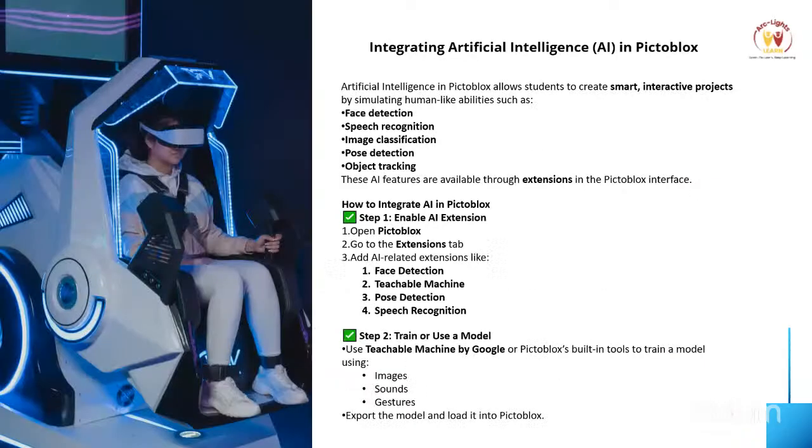I need you to understand we can also integrate artificial intelligence, AI, in PictoBlocks. The PictoBlocks robots allow students to create smart interactive projects by simulating human-like abilities, such as number 1, face detection. You can program your Quacky robot on PictoBlocks, and your camera is on you, and you look at it. If you frown, the robot is going to show you a frowning emoji. If you smile, the robot will show you a smiling emoji. That's the function of artificial intelligence in it.